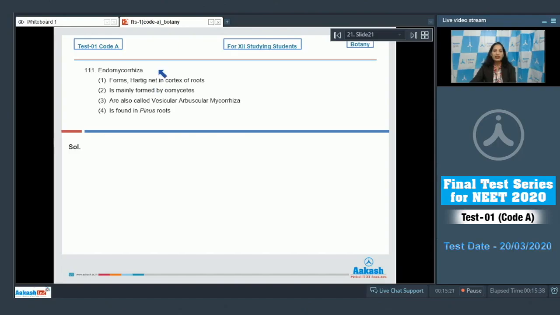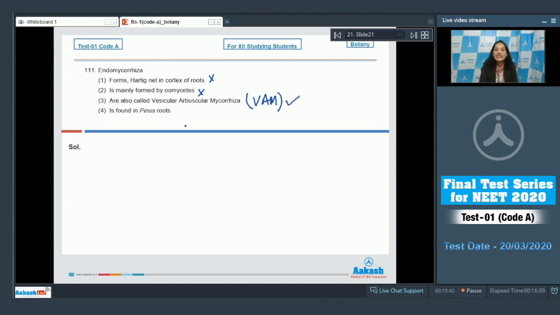Question number 111, endomycorrhiza. It forms Hartig net in cortex of roots. No, it's a feature of ectomycorrhiza. Is mainly formed by oomycetes. No, they are also called vesicular arbuscular mycorrhiza, or in short you can call it VAM. Yes, endomycorrhiza is also called VAM.